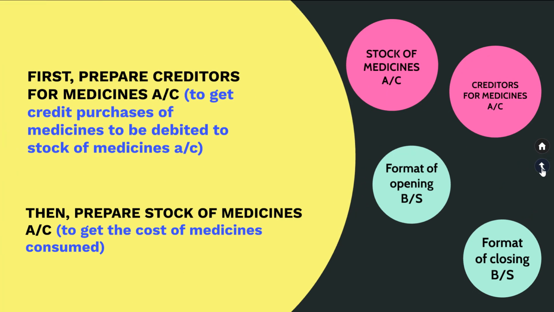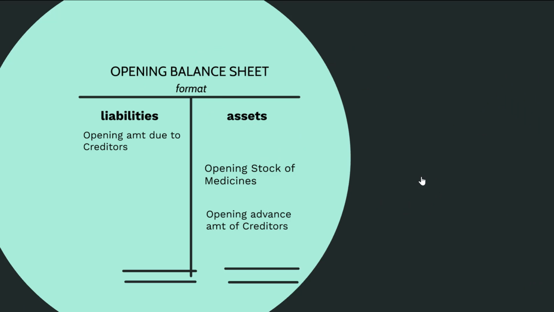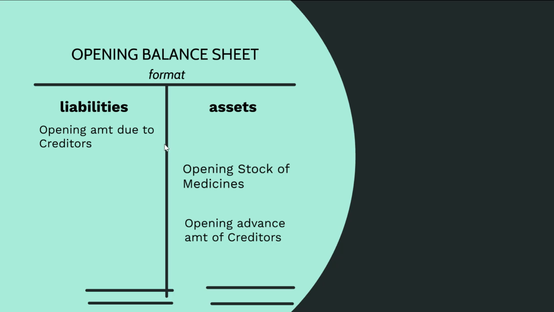So now in the second case, where the balances of creditors for the items are given, we need to prepare both the accounts. We'll begin with the creditors for the item account, get the credit purchases, and go on to prepare the stock of the item concerned account. Let's check out the format of the opening balance sheet. The amount which is due to creditors, the opening amount, will be shown on the liability side. Stock of medicines, the opening stock on the asset side. And in case any advance is given to the creditors, the opening advance amount will be also shown on the asset side of the opening balance sheet.